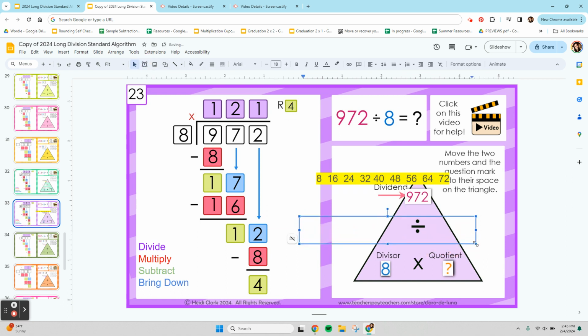So to check your work, you would do 8 times 121, and that should not get you to 972. It should get you 4 away from 972 because you have to add the 4 back in. So 8 times 121 should equal 968. And then you add in your remainder, those 4 extra items, which will get you 972.